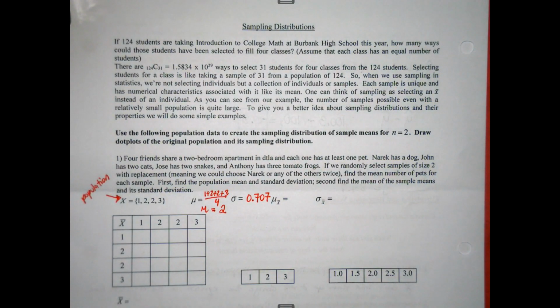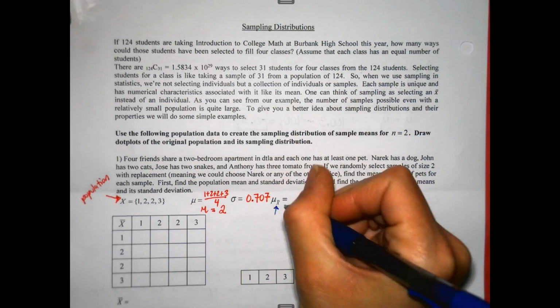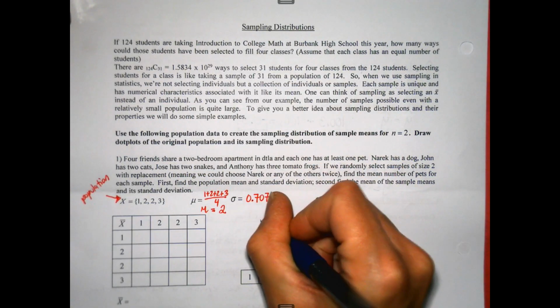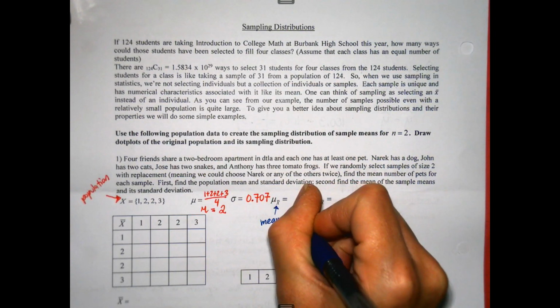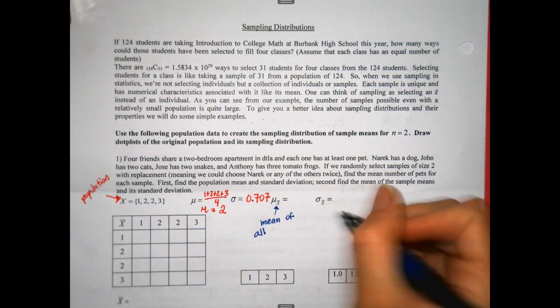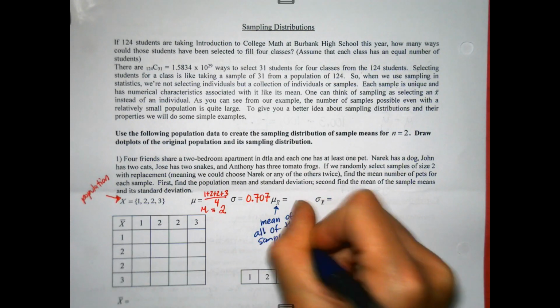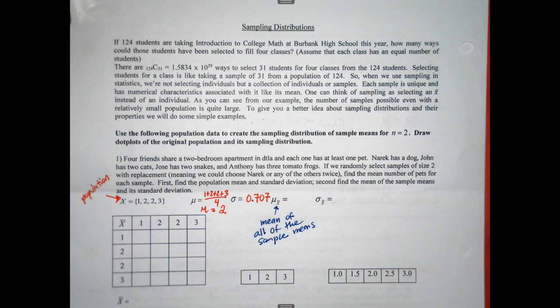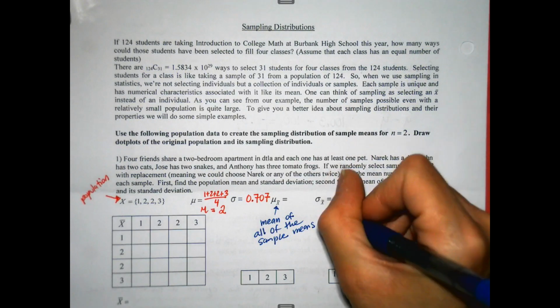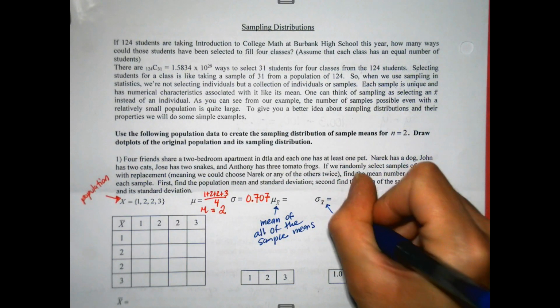Now, we want the mean of all of the sample means. So that's what this represents: the mean of all of the sample means. And this is going to be the standard deviation of all of the sample means.